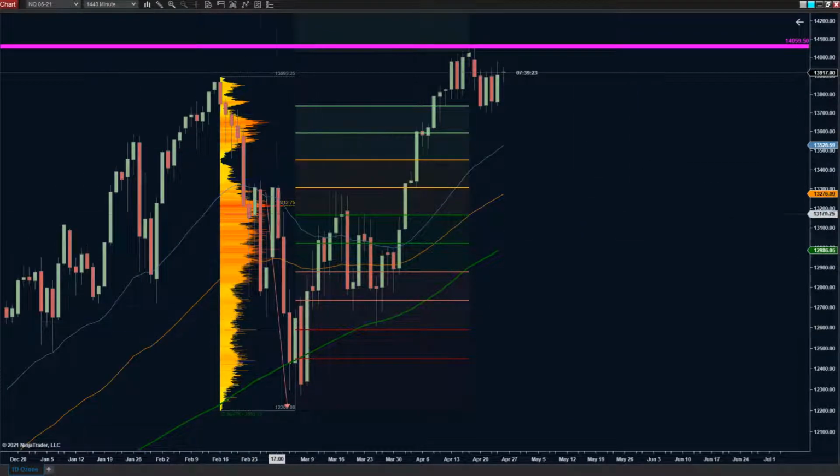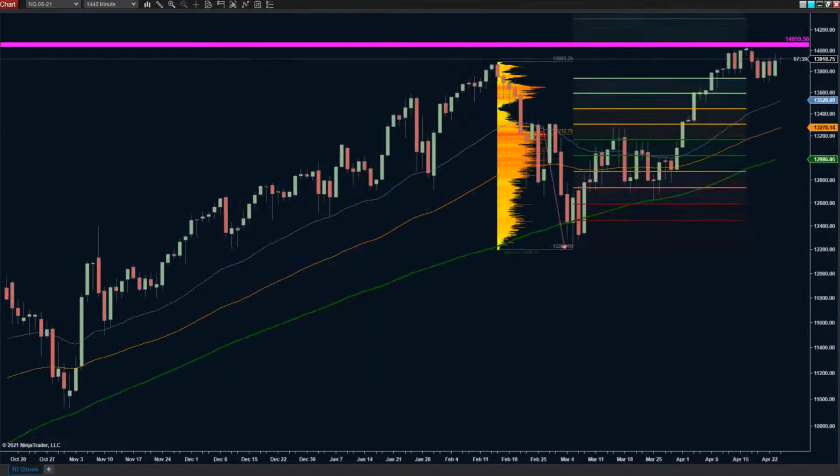That previous leg lower did leave a POC shifted back at around 13,215-ish to 212. So if the market does want to pull back, L3 is lining up with that fairly decent right now. Not much else going on, though.